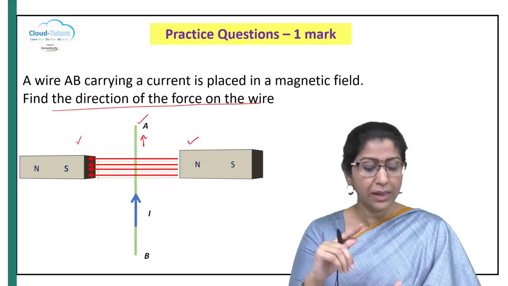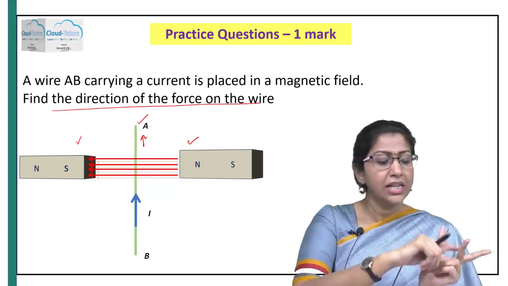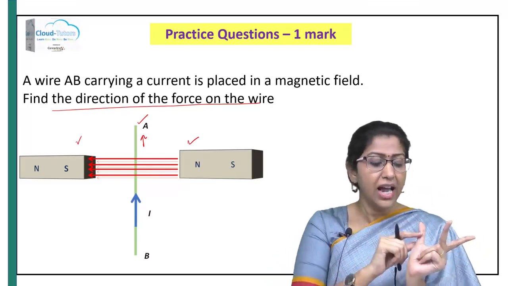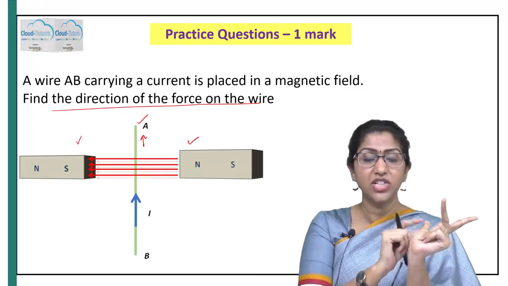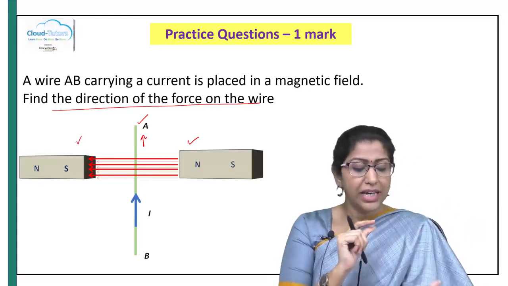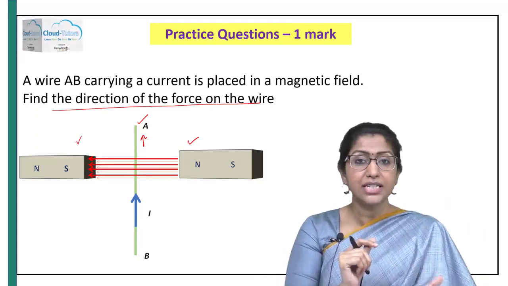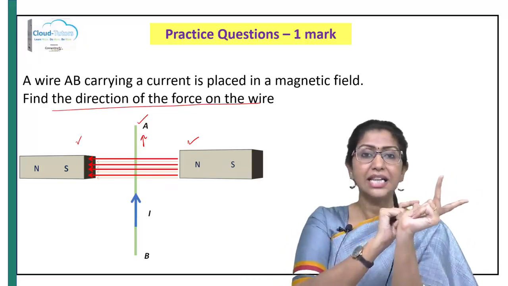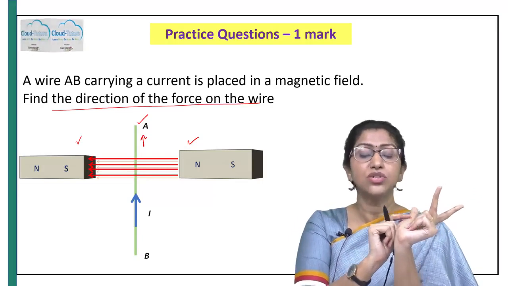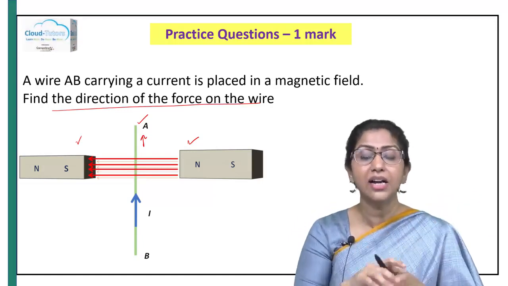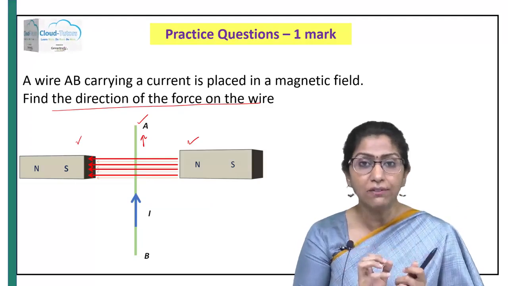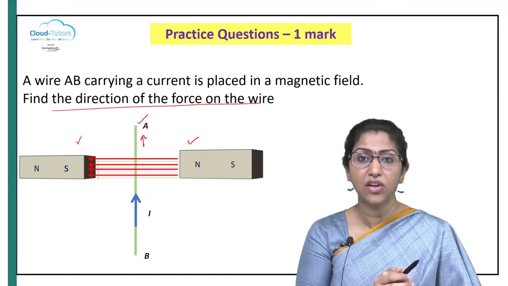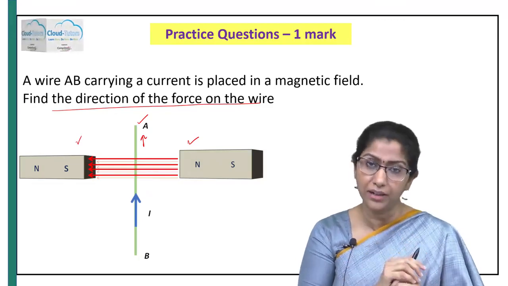It is our middle finger. So if I keep it like this, this should be the current direction, this should be the direction of the magnetic field, and the outstretched thumb is towards me. Correct? If you draw the same diagram and keep your left hand in this fashion, you see that this outstretched thumb is towards yourself. So that will be the direction of the mechanical force experienced by the current carrying conductor when it is kept in the vicinity of another permanent magnet.